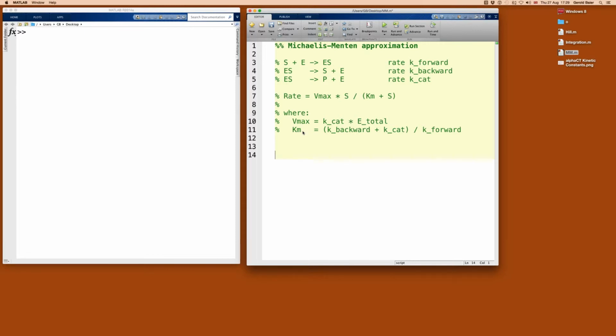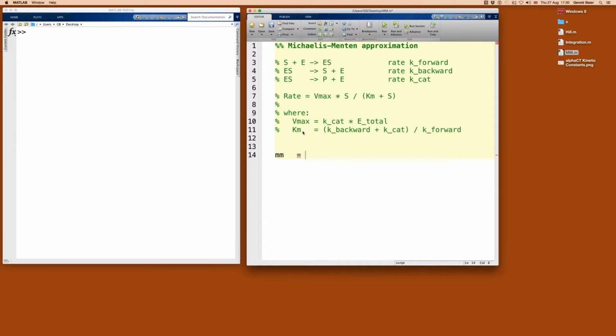So the first thing we need to do, of course, is to translate this into MATLAB code. What we are going to do is look at this function, and after we have looked at this function, generalize it to the more general Hill equation and look at the properties of that Hill equation.